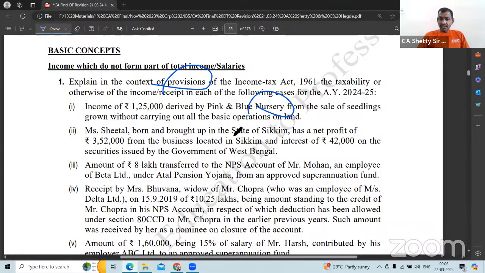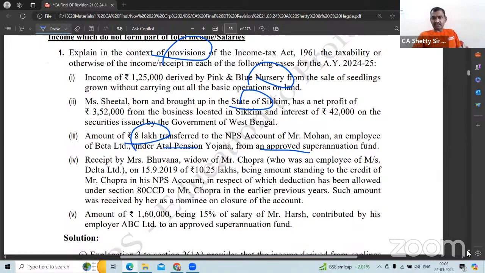Answer is yes. This was the specific amendment in that year, 10(1) and 2A. Don't worry about it. Whenever there is a specific amendment in that year, they will ask one question for 2 marks. Next, 8 lakh rupees transferred to the NPS account by an employer from the accrued superannuation fund. Will you get an exemption? The answer is 80CCD deduction.